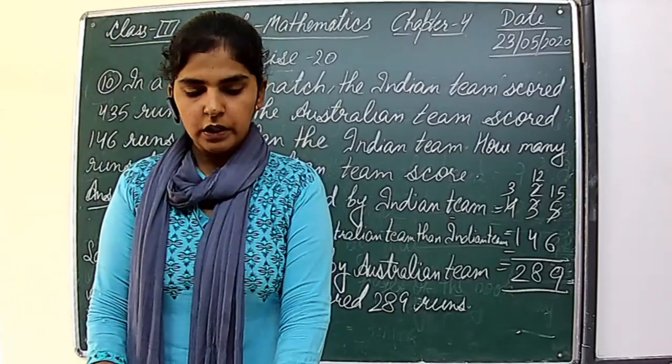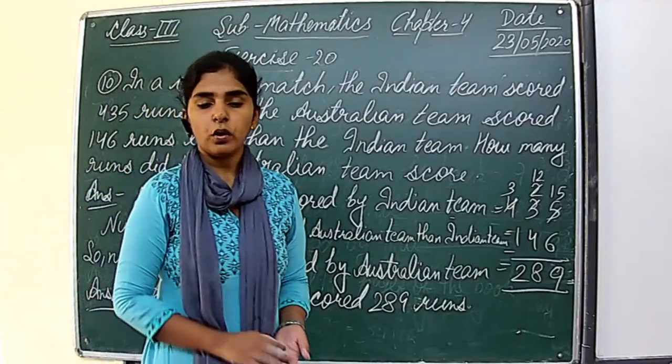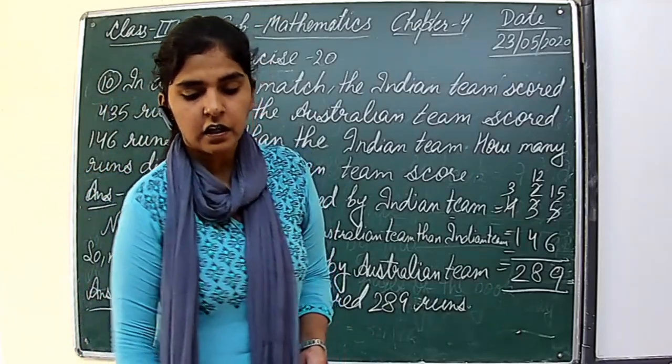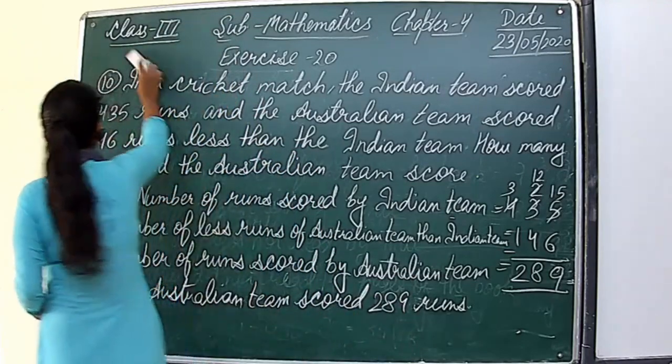Okay. Now question number 11. There were 205 kites in a shop. The shopkeeper sold 167 kites. How many are still to be sold? So let's start.